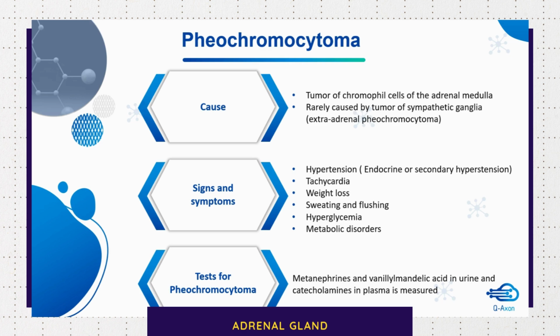How to test for pheochromocytoma? Metanephrines and vanillyl mandelic acid in urine and catecholamine level in plasma are measured, and treatment is done according to the cause.